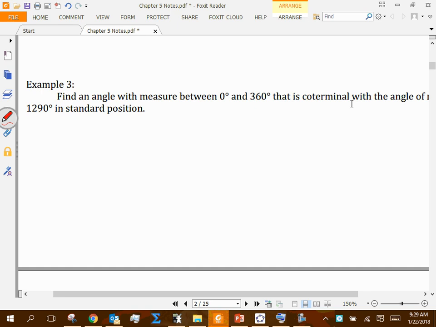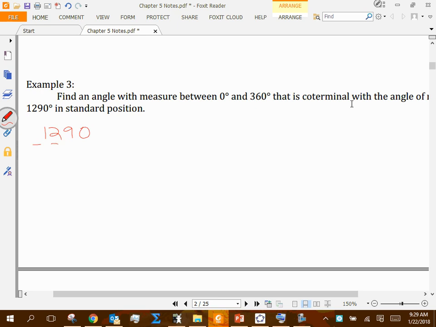Well, that's really hard to do. But if I can reduce that thing down to a coterminal angle that's between 0 and 360, it's going to be a lot easier. Okay? So all we do is take our 1290, and I want to start subtracting iterations of 360, or multiples of 360, until I get down to an amount that is between 0 and 360.